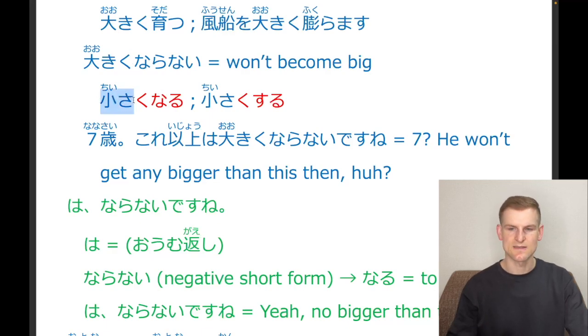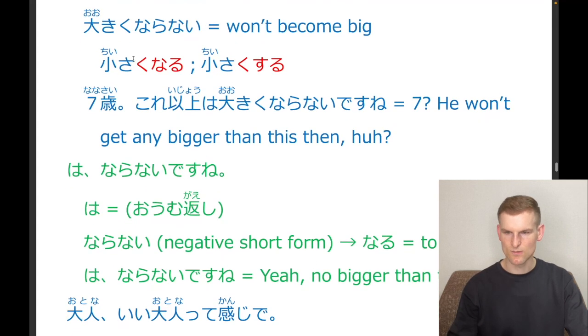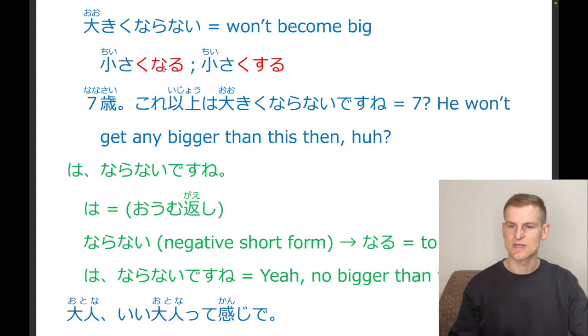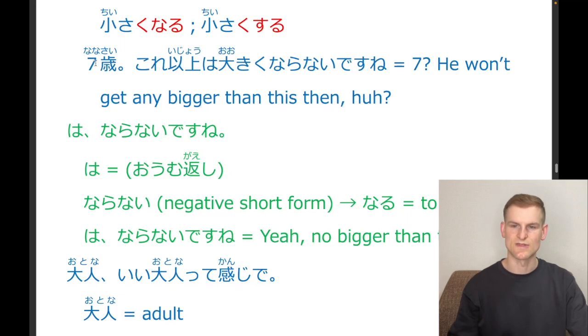Okay, so 小さい is small. So once again, we're changing the い to a く. Okay, so we're using the adverbial form, add a なる, and it means to become that adjective. So 小さくなる, to become small. You can also use する at the end to say to make something that adjective. So 小さくする, to make something small. Very, very useful. You can use this exact same pattern with basically any I adjective to say to become that adjective or to make something that adjective. Alright, so put everything together.